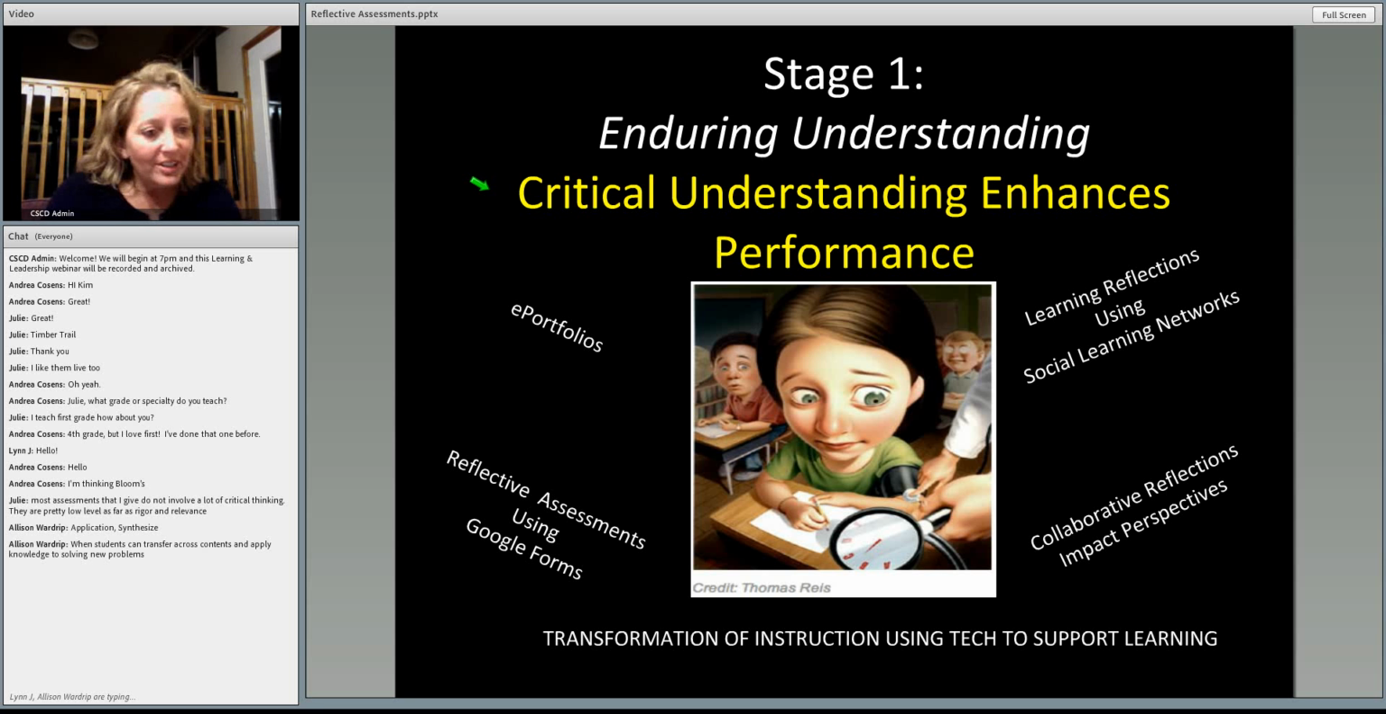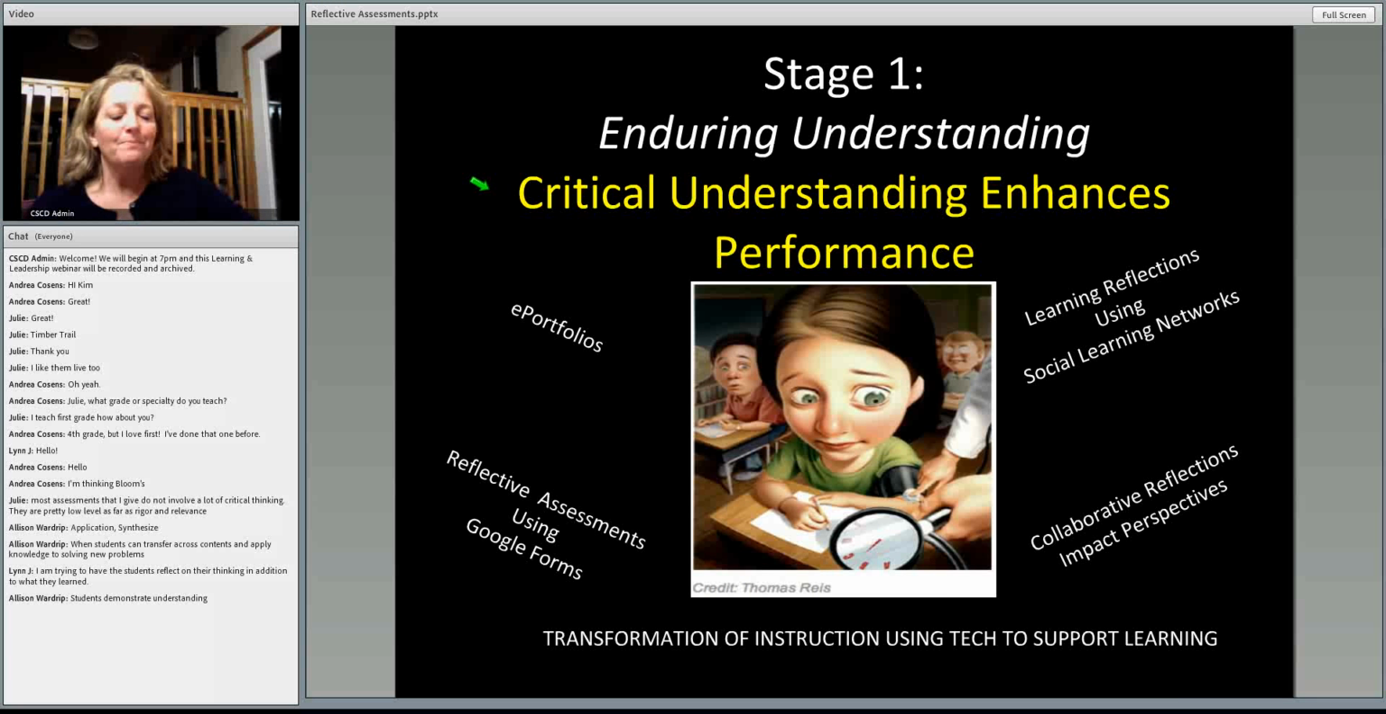So I appreciate your, let's see, Allison, let's see, when students can transfer across content and apply the knowledge to solving new problems. When you're talking about that transfer across content, that really gets us into some systems thinking. And again, that's another one of our world-class targets: that the learning opportunities we provide and the assessments that we give our students provide those opportunities to make some real cross-content systemic thinking. And ultimately, we want that sustainable learning. That's the learning that really sticks because it's authentic.